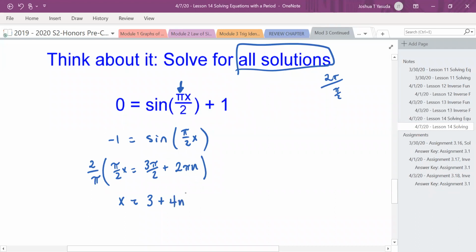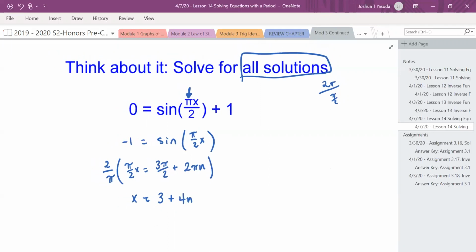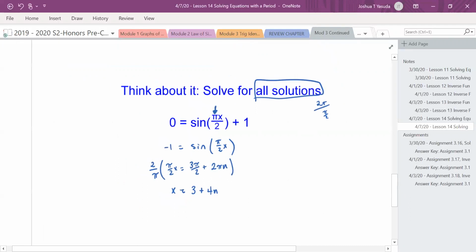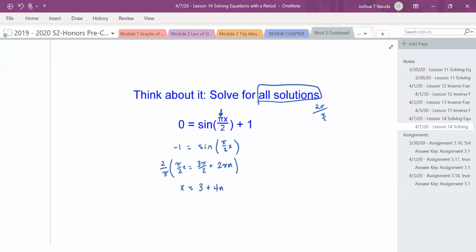Yes? Yep. And if you had to find all the answers from 0 to 2 pi, the answer would just be 3 radians. Do you agree with this? Just 3? Because if you add 4 radians to 3 radians, that would be 7 radians, which is more than 2 pi. Does that bother you guys? No? Hopefully not. There you go. So that's the answer. Okay. But that's what we're doing today. We're solving equations that look weird like that. Everybody good? Yes. Yep.